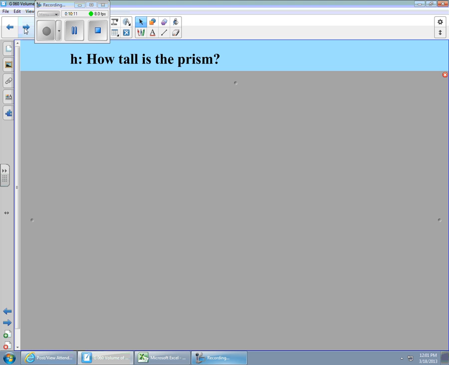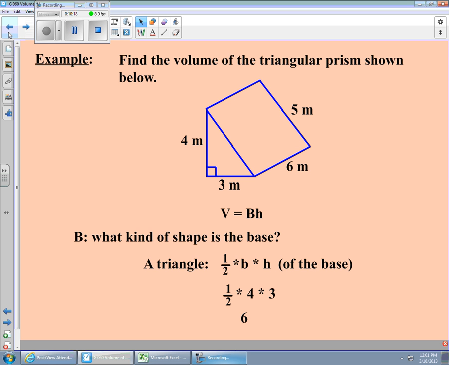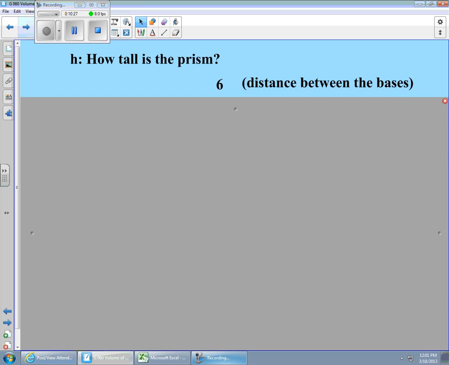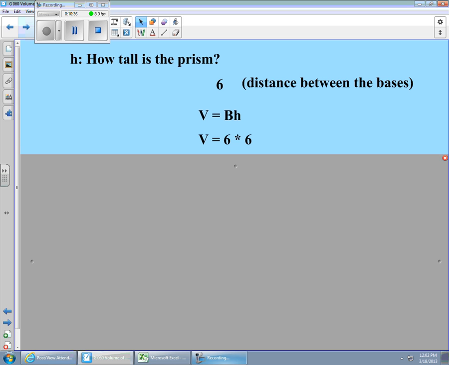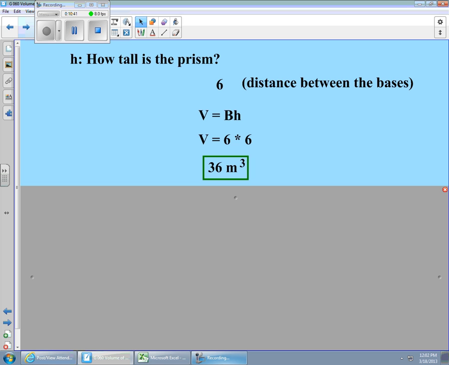Now we need the little h from the formula, big B, little h. This is the height of the prism, okay? Or more specifically, how far apart are the bases from each other? They are 6 meters apart from each other. Okay, so how tall is the prism? 6. That's the distance between the bases. And that's all the information that you need. We've got big B. We now have little h. Big B was 6. Little h is 6. 6 times 6 is 36. And as Saul said, it would be cubic meters in the end. So we have 36 meters cubed.